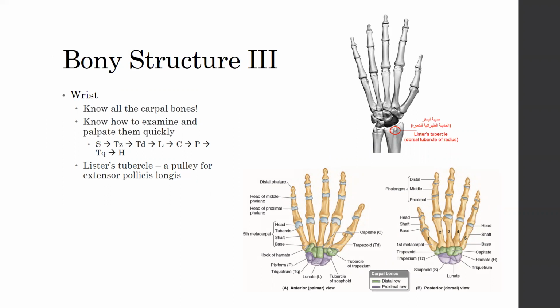Last part, know how to examine all the carpal bones really quickly, especially for OSCEs next year. And you should definitely know where all of them are and which, there are 2 rows, the distal row and the proximal row, and where they are. Also, you need to know Lister's tubercle, which is this little bump on your radial tail. And you'll need to palpate that in your OSCEs as well. It's also there in Arabic if you want it in Arabic.